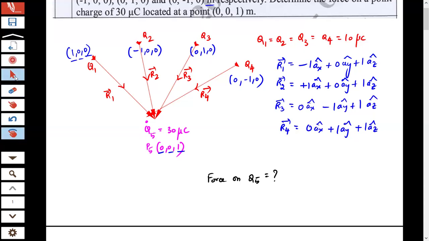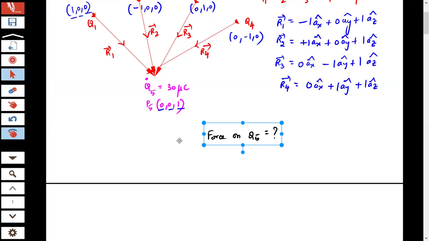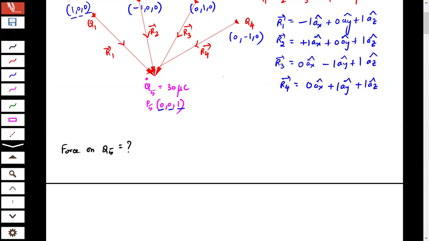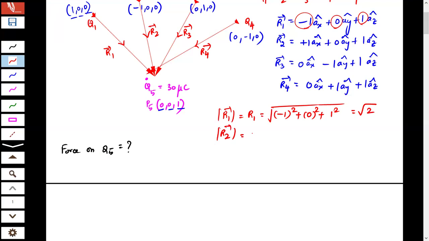So let me go to finding the magnitude of R1. R1 magnitude, or simply R1, is the square root of the x coefficient squared plus the y coefficient squared plus the z coefficient squared. That is -1 squared plus 0 squared plus 1 squared, so 1 plus 1, which is √2. Then R2 magnitude, or simply R2, is the square root of 1 squared plus 0 squared plus 1 squared. It is also √2.